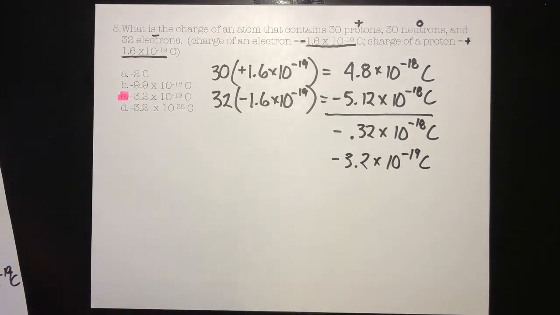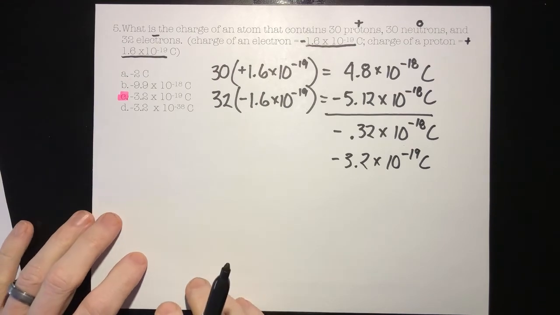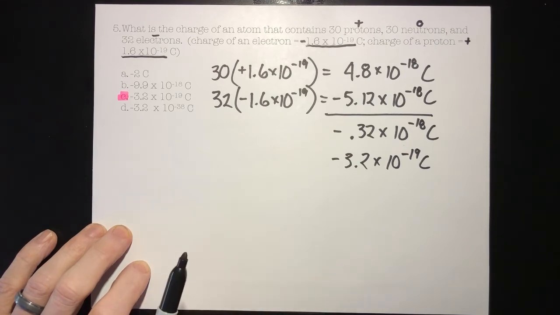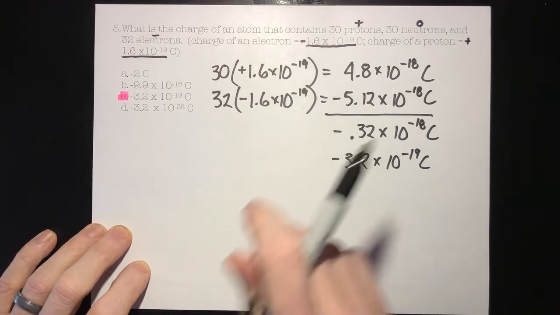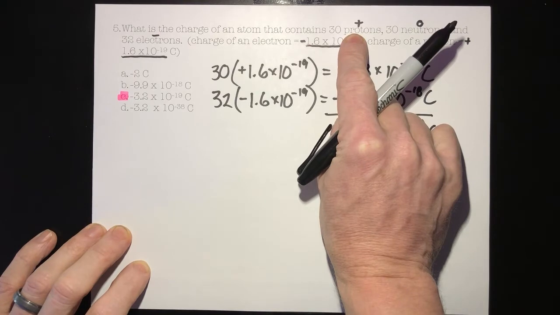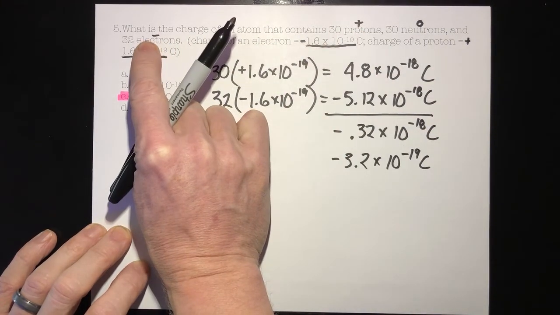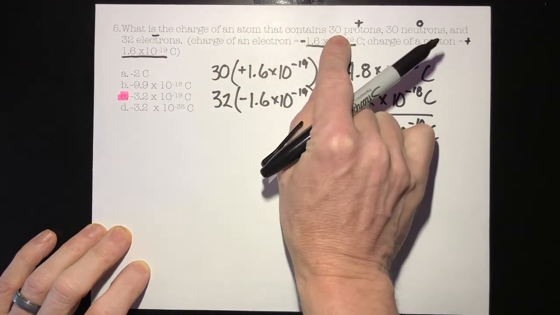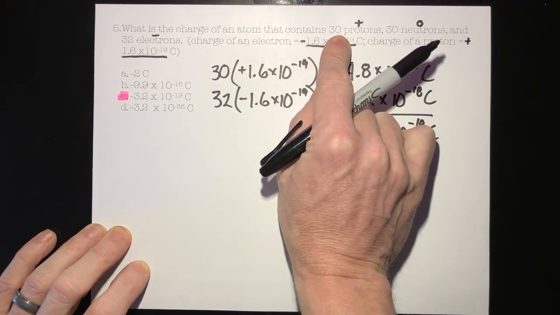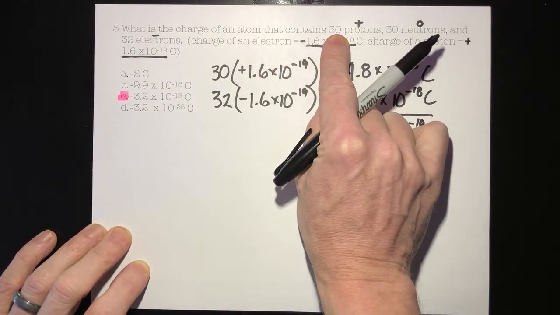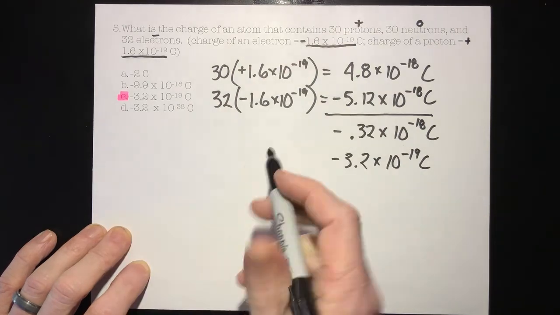Now, the other way we could solve this is to simply figure out which particle we have more of. The charge is based on the number of positive and negative charges. Since we have 30 protons, or positive charges, and 32 electrons, or negative charges, we have more negatives than positives. So we just look at what is the net difference. If we take 32 electrons minus 30 protons, we're left with 2 electrons.